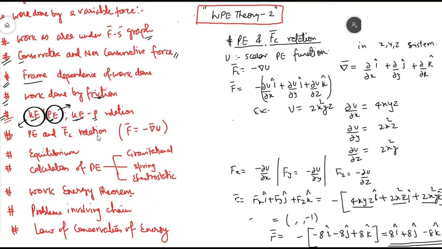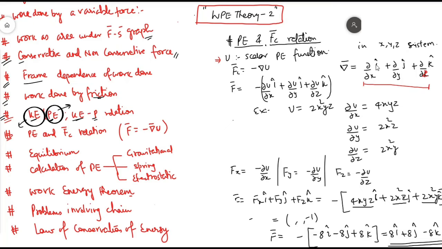In this segment I'll start with this topic, and this is potential energy and FC relation, where FC stands for conservative force. So suppose I have a scalar function u in the xyz system. By definition, the conservative force field for which this potential energy is defined is given by F conservative is minus gradient of u. Now this gradient is a vector operator, and it takes a scalar input and gives three outputs if I'm talking about x, y, z coordinates. So this del is del by del x i plus del by del y j plus del by del z k.